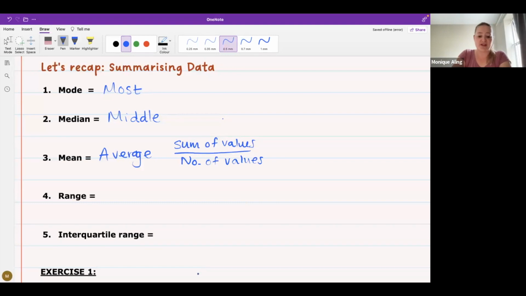Then range. Oh, look at these beautiful answers. Thank you, Ayabonga, Onkopotse, and Luto. Well done. Highest minus lowest, or your biggest number minus your smallest number. Interquartile range.